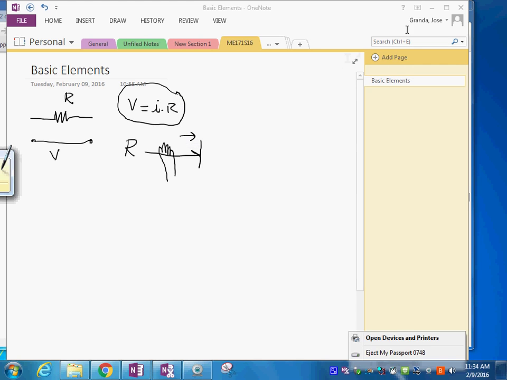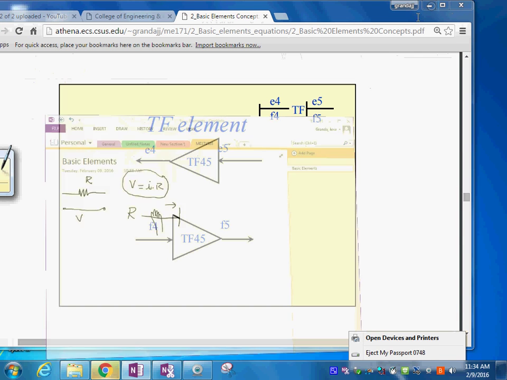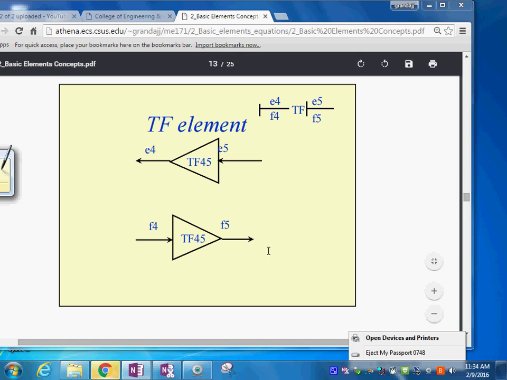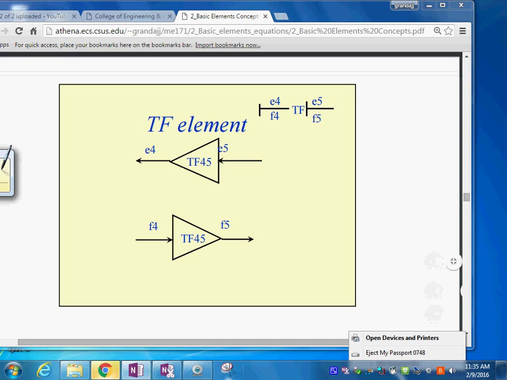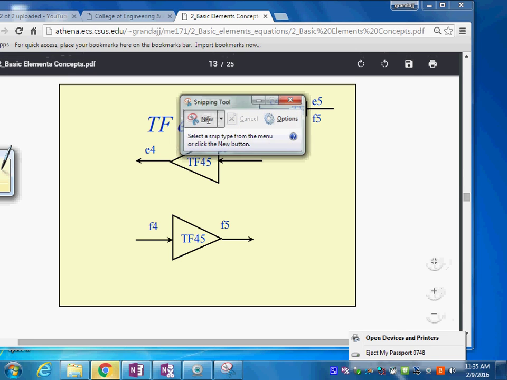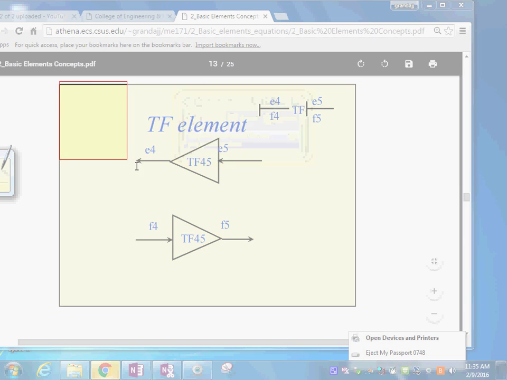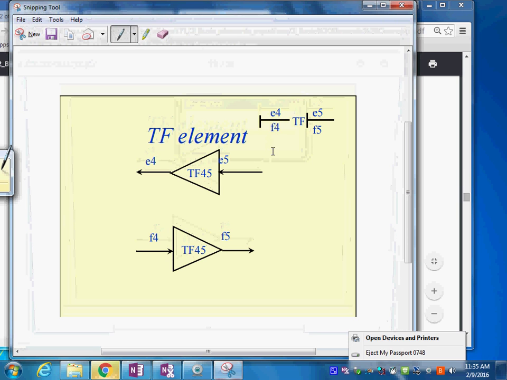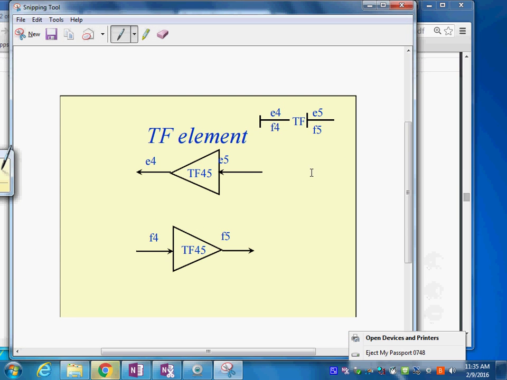There can never be something like this. You cannot have something like this. This kind. That's not possible. Another element has that, which is the gyrator. Okay. Any questions about this one? No. Okay. Let's go on.